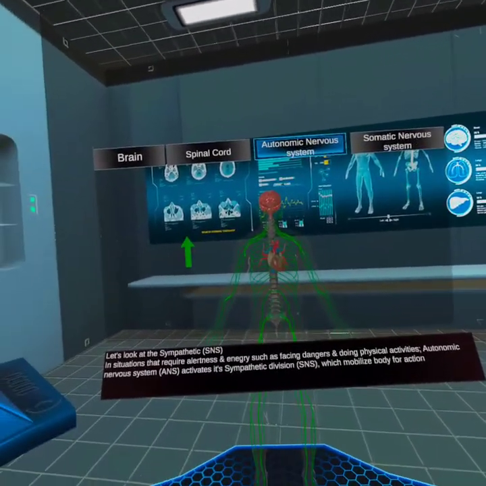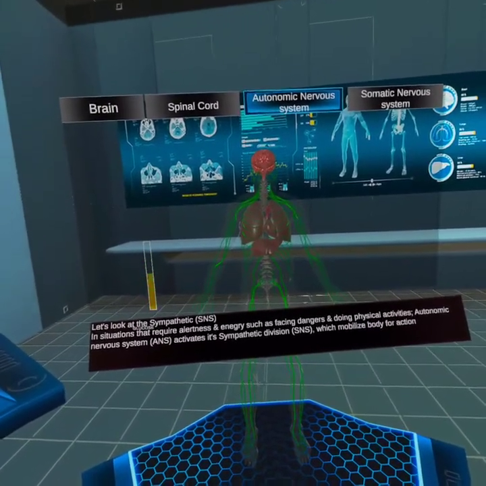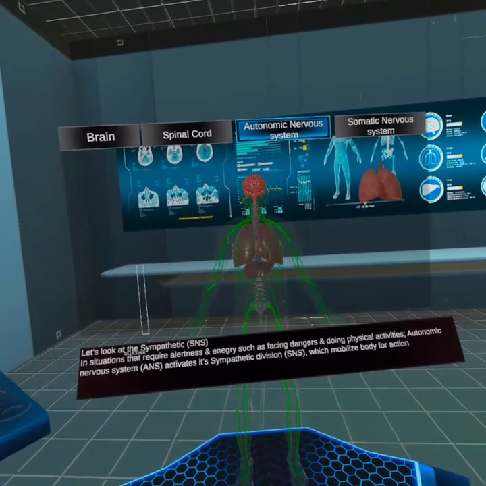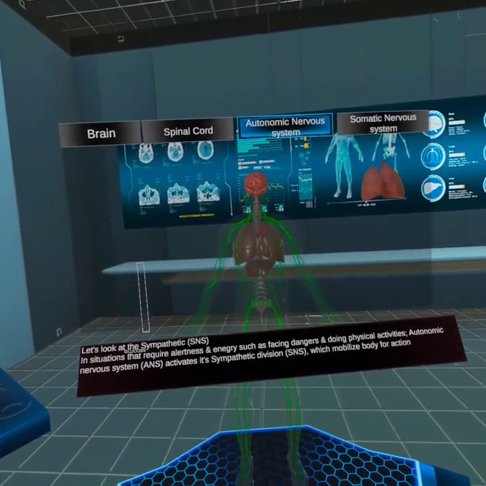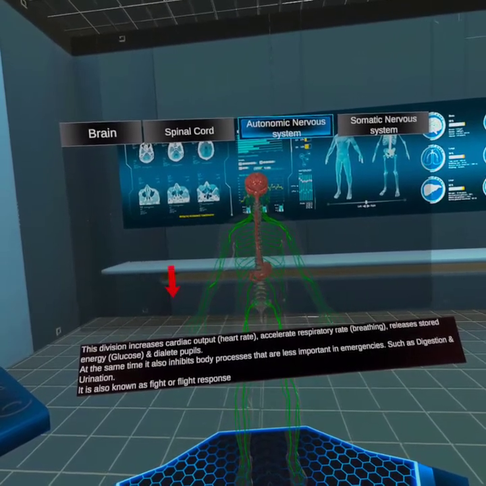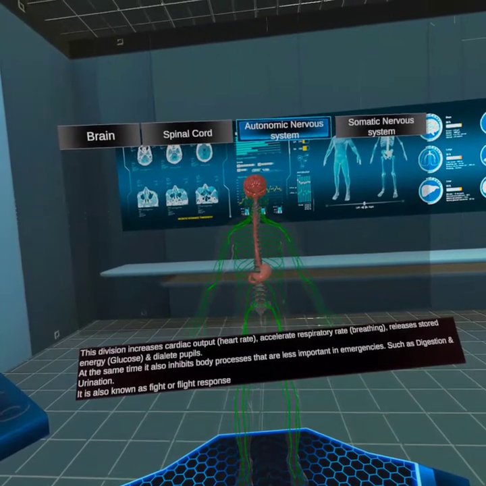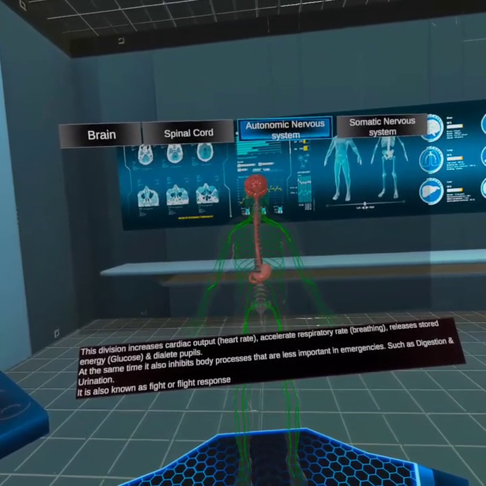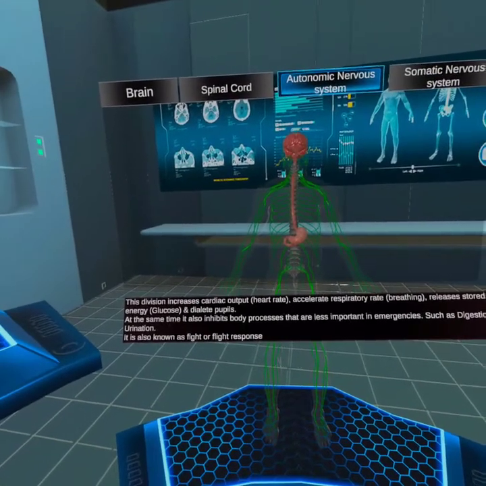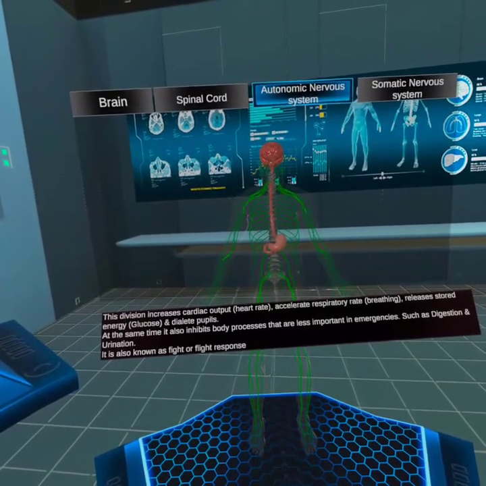Let's look at the sympathetic nervous system. In situations that require alertness and energy, such as facing dangers and doing physical activities, the autonomic nervous system activates its sympathetic division, which mobilizes the body for action. This division increases cardiac output, accelerates respiratory rate, releases stored energy and dilates pupils. At the same time, it also inhibits body processes that are less important in emergencies, such as digestion and urination. It is also known as the fight or flight response.